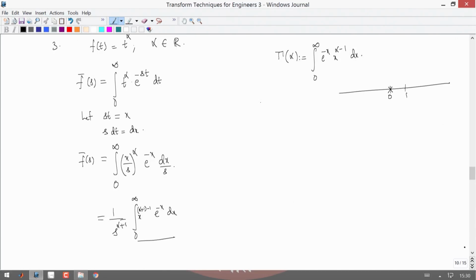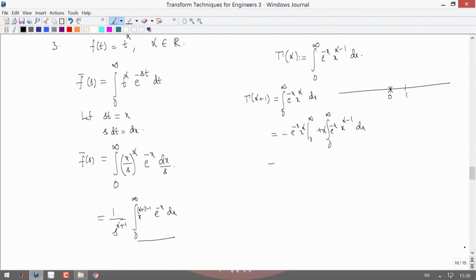You try to calculate gamma of alpha plus 1. You consider the integral from 0 to infinity of e power minus x times x power alpha dx. Do the integration by parts, so that you have minus e power minus x into x power alpha, put the limits, and then minus minus plus, and you have alpha times x power alpha minus 1 e power minus x dx.